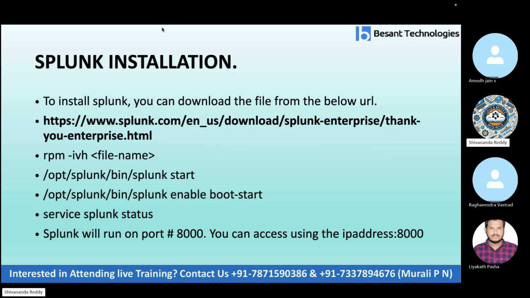Then how do we do the installation? To install Splunk, we can download the file from the below URL. This is the predefined URL. Then we have an RPM file, which we download. We can install it via RPM, since it's an RPM file. So we can install it using rpm -ivh, then the file name.